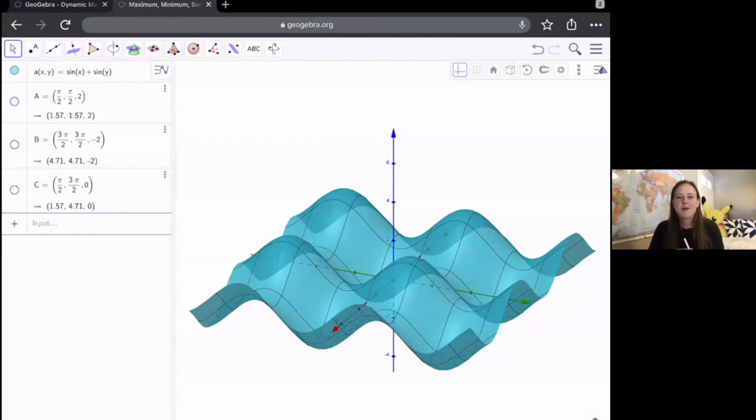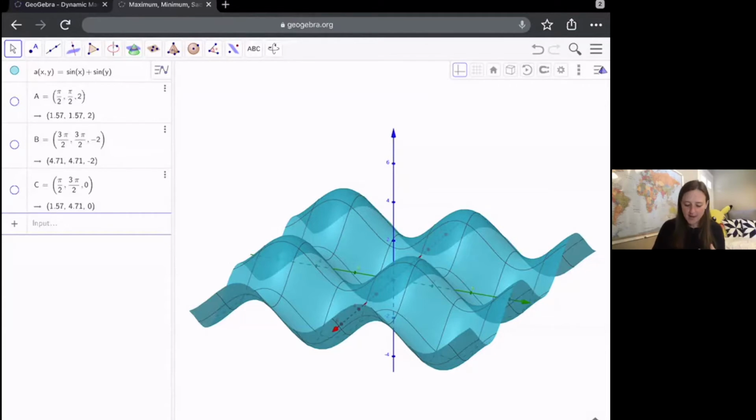Today we're going to talk about local maximums and minimums of functions in R3, which is of course something that we'd spent a lot of time on in Calc 1, but of course when we move into R3, everything gets more complicated. All right, so here I've got graphed a function in GeoGebra, z equals sine x plus sine y, and we're going to try to find spots that we would consider to be local maximums and local minimums.